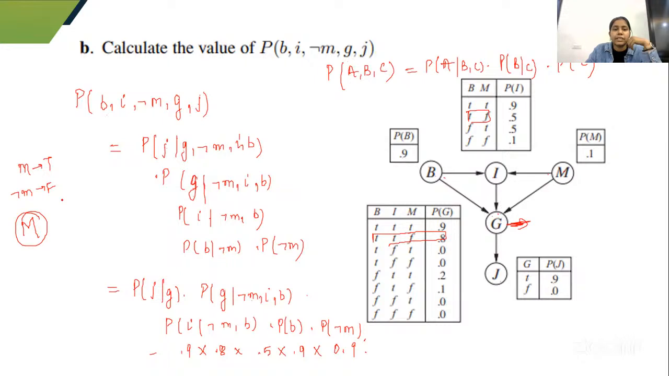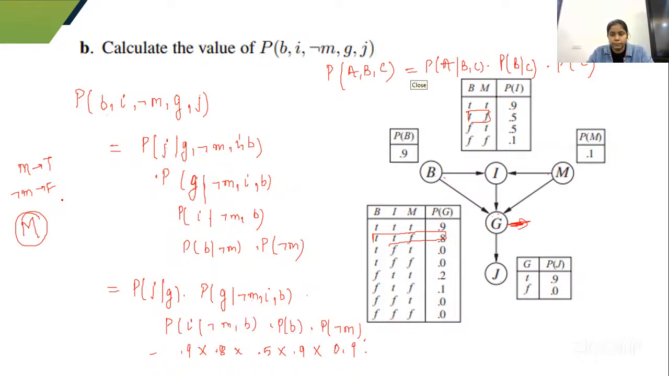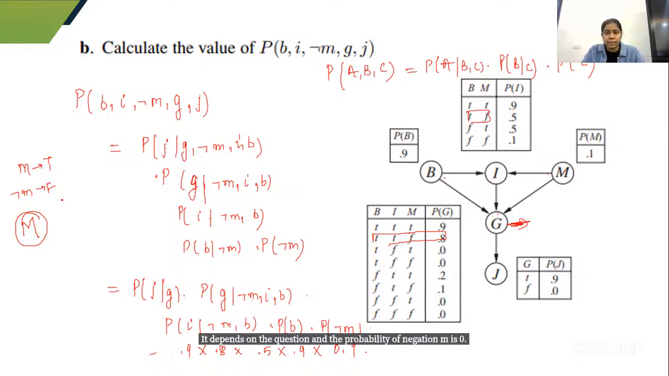Just tell me, guys, if this is clear. Should I round off? Arvind is asking. So it depends on the question. And the probability of negation M is 0.9, right, Arvind? So how do you find out that the probability of M is given to me as 0.1, right? That means M is true here. So if I have to find out the probability of negation M, that would be 0.9.